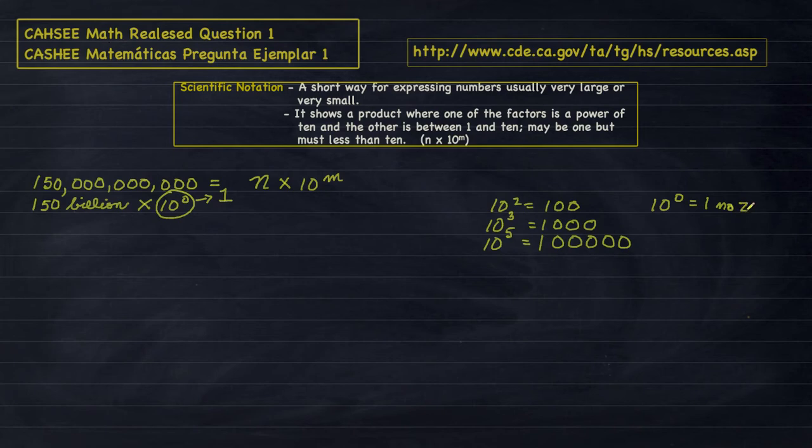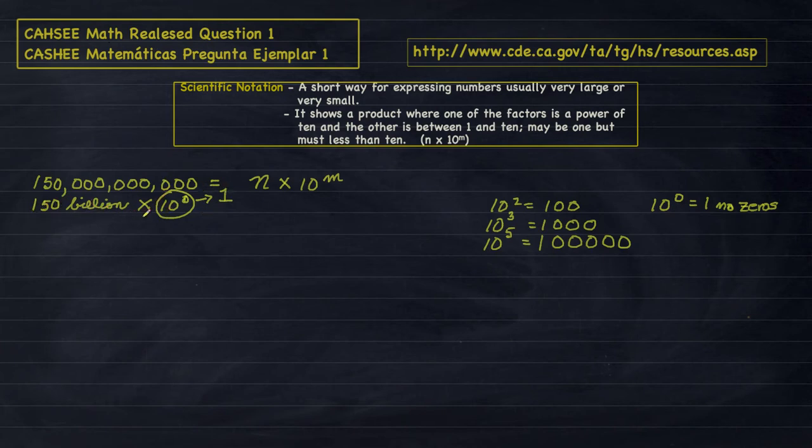No, nada. Zeros. No zeros means it's just a 1. And that's exactly what this is. So 10 to the 0 power is simply a 1. And that's true for any number, no matter what the base may be. In this case, it's 10, but it could be any number. Okay, so back to this.